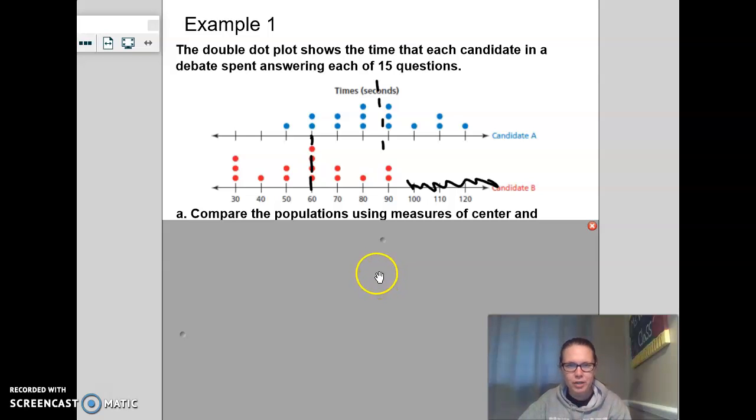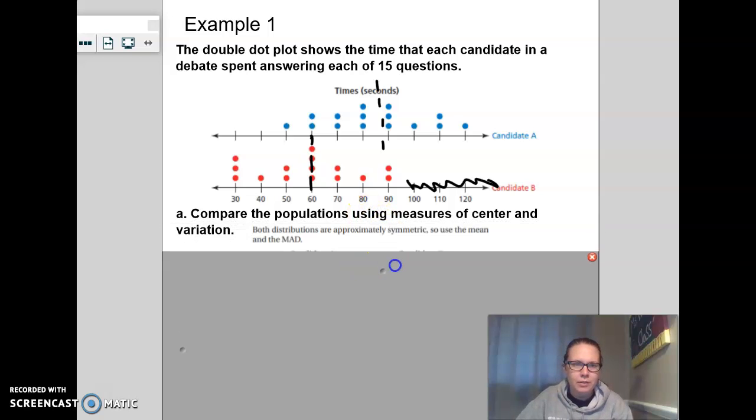When they are symmetric, we want to find our mean and we want to find our MAD. So this is what we're going to start doing. So both distributions are approximately symmetrical. Again, it's not going to be 100% perfect. So we're going to use mean and MAD, okay? Remember, when you find your mean, you're just adding up all these dots, okay? So I would add 30 plus 30 plus 30 plus 40 plus 50 plus 50 plus 60 plus 60, and so on. And I'm dividing it by 15 because there's 15 questions.